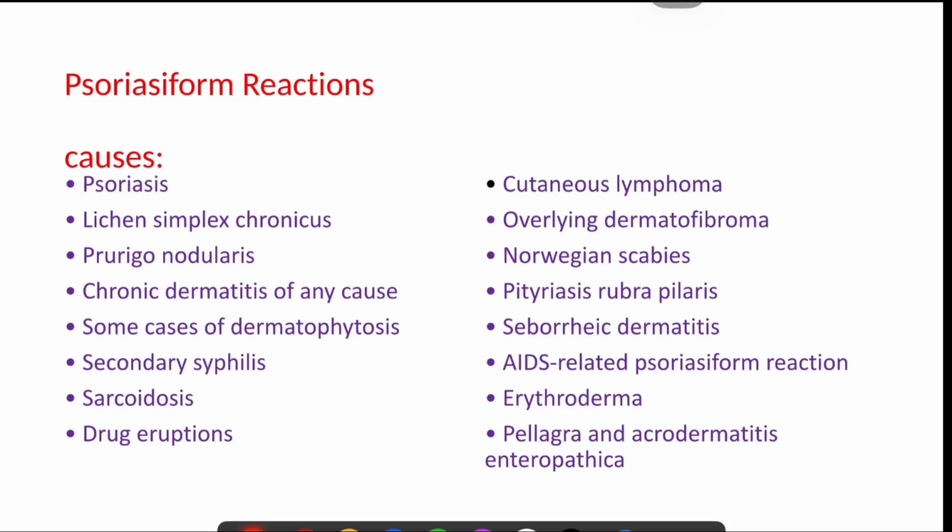So what are the causes where you can find psoriasiform reaction? First, the prototype is psoriasis vulgaris. Second, lichen simplex chronicus, prurigo nodularis, chronic dermatitis, dermatophytosis, secondary syphilis, sarcoidosis, drug eruption, some cutaneous lymphomas, overlying dermatofibroma, pityriasis rubra pilaris, seborrheic dermatitis, age-related psoriasiform reaction, erythroderma, and pellagra and acrodermatitis enteropathica.